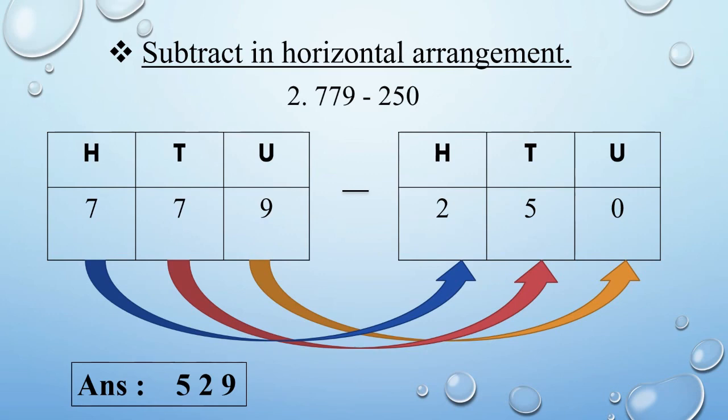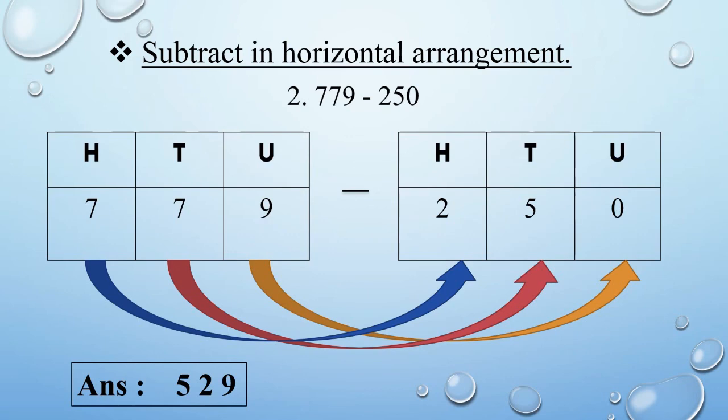Students, here the next example of horizontal arrangement. 779 minus 250. Horizontal arrangement, as I taught you, we have to subtract hundreds with hundreds, tens with tens and units with units. Okay? So first we will begin the subtraction from the units column. That is 9 units minus 0 units is 9 units. Now the tens column, 7 tens minus 5 tens is 2 tens.